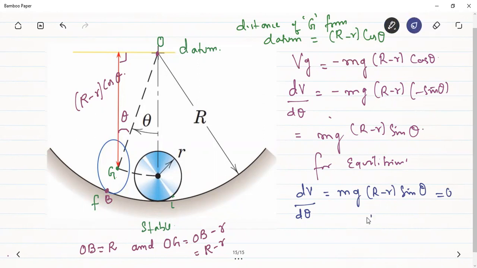So from here, we again get that this is possible when sine theta is equal to 0 degree, and theta should be either 0 degree or 180 degree. But again, we have to prove the condition of the stability in this case. In this case, theta is equal to 0 degree. Therefore, in the second derivative, to check the stability, we will put only theta equal to 0 degree, because we are not interested in the position of theta equal to 180 degree. We have to check the stability for this position.